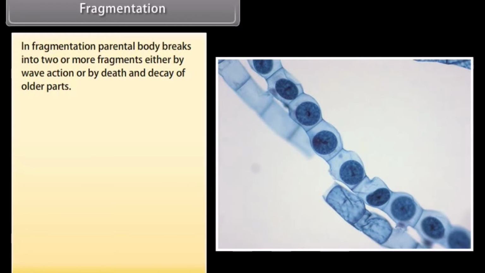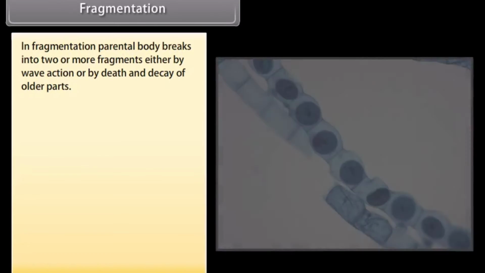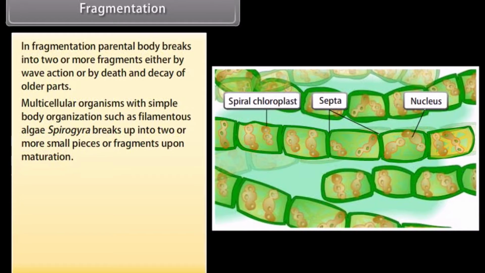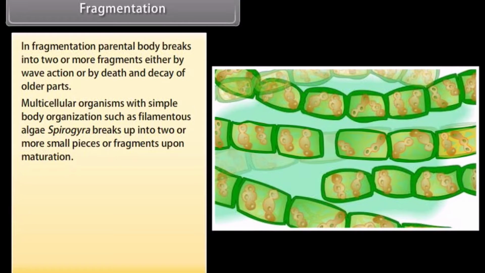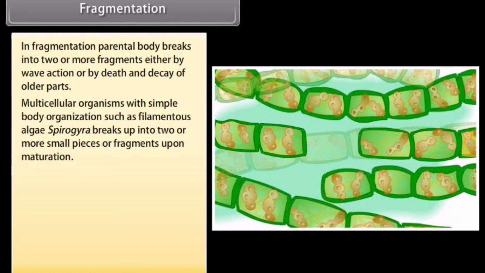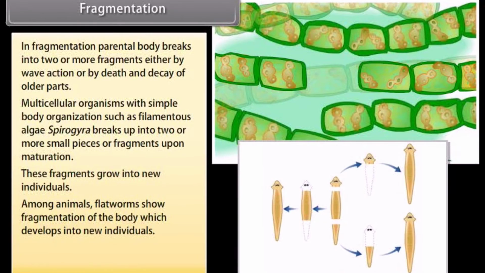Fragmentation. In fragmentation, the parental body breaks into two or more fragments, either by way of action or by death or decay of older parts. Multicellular organisms with simple body organizations, such as the filamentous alga Spirogyra, break up into two or more small pieces or fragments upon maturation. These fragments grow into new individuals. Among animals, flatworms show fragmentation of the body, which develops into new individuals. Fragmentation is found in algae such as Spirogyra.